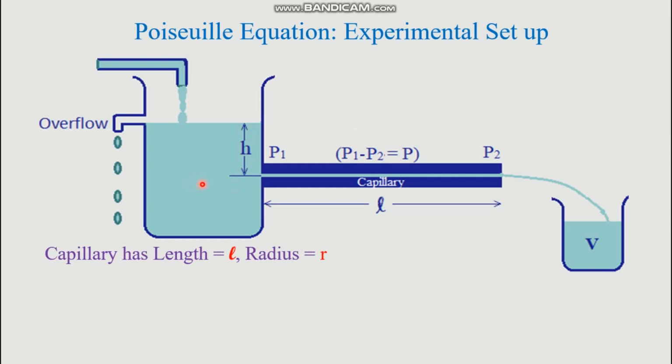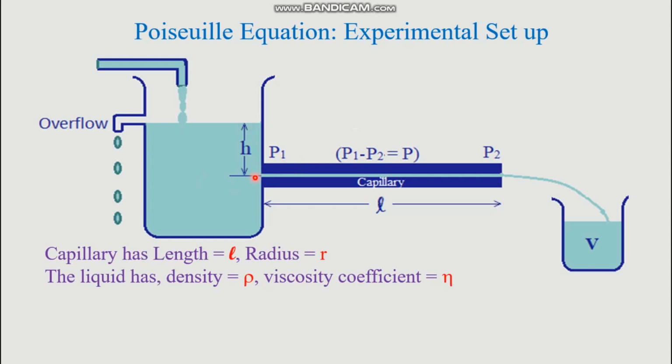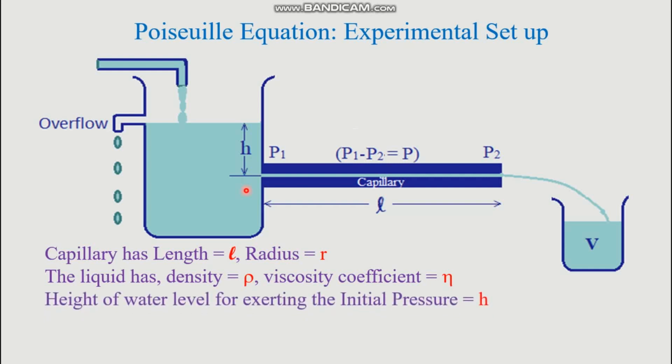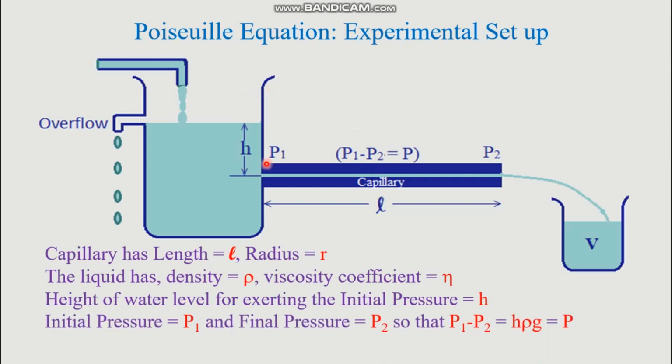This liquid has density rho and viscosity coefficient eta, and the pressure at this point is the initial pressure which is being exerted due to this height h. So the height of water level for exerting the initial pressure is h. Now the pressure at this point, if it is P1 and if it is P2, then the pressure difference for these 2 points is P1 minus P2, which is written as P.